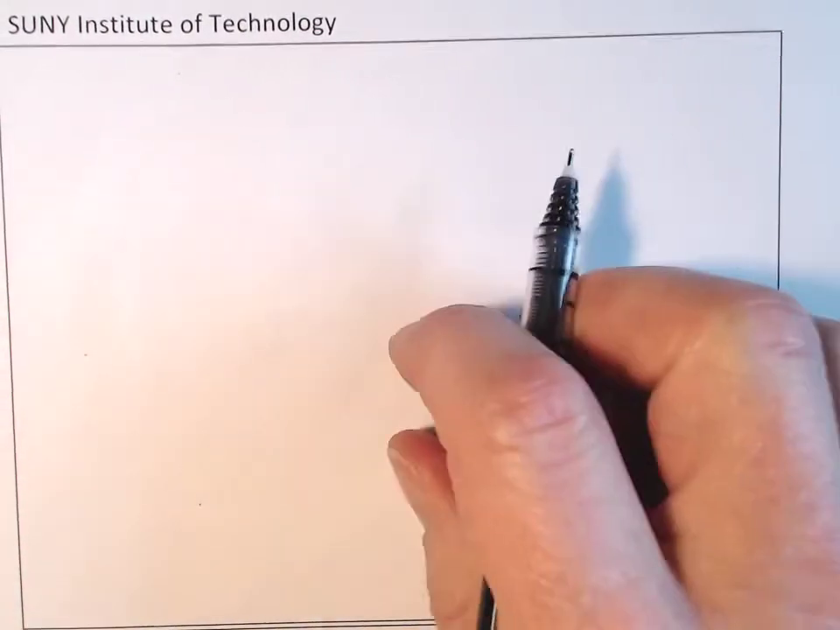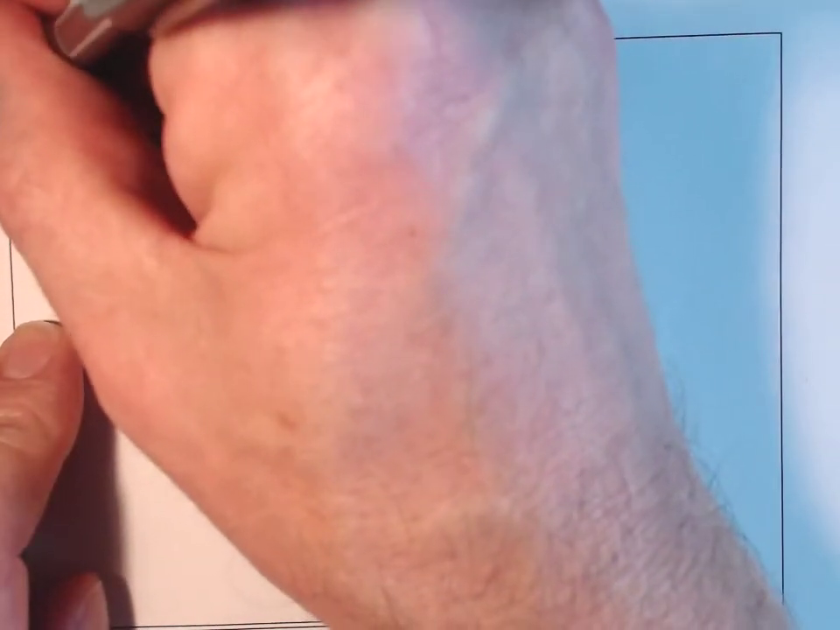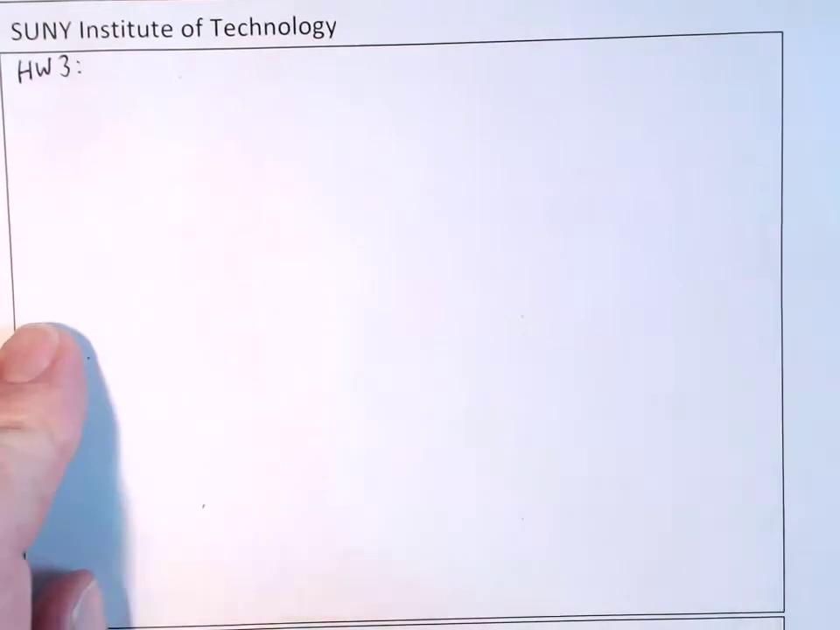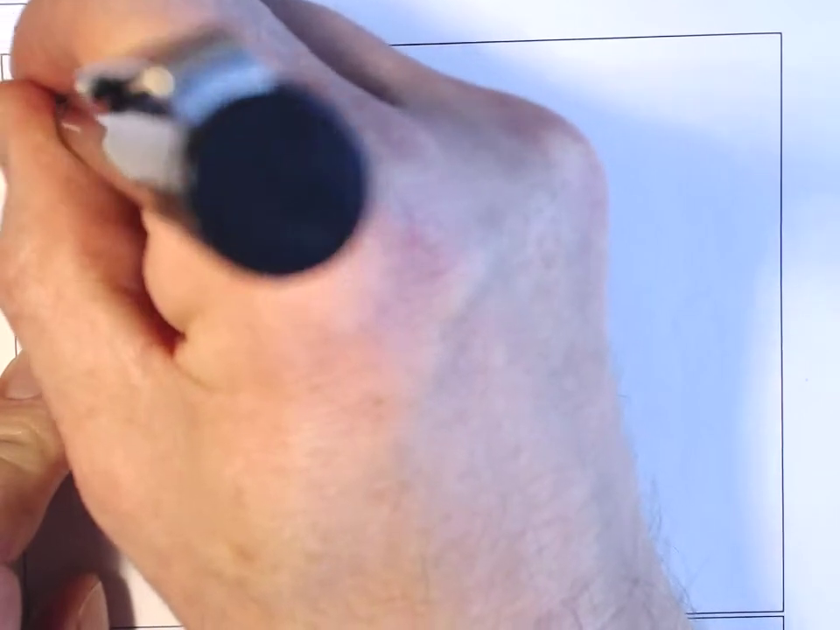Okay, John Marsh here, continuing my example problems for homework 3, Forouzan 23 and 31. Let's start with 23.